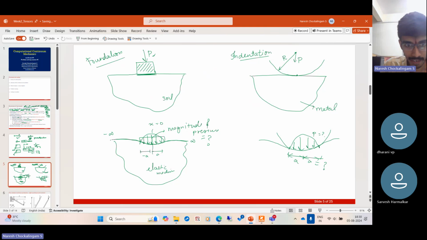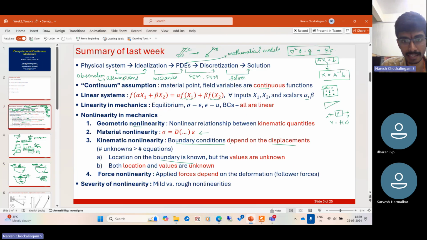So in the earlier case, we know the region A because we know the size of the block. And it will deform like this. There is no contact between the sides of the block and this soil. But here, since this surface and this surface are not conformal, the contact will be initially at a point and slowly it will grow. With increasing P, this will grow further. So here the condition is we really don't know over which region the contact is happening. And over that region, we don't know the distribution of the contact pressures. So this is a geometrically nonlinear, kinematically nonlinear problem where the boundary conditions, location is also unknown and the values are also unknown.